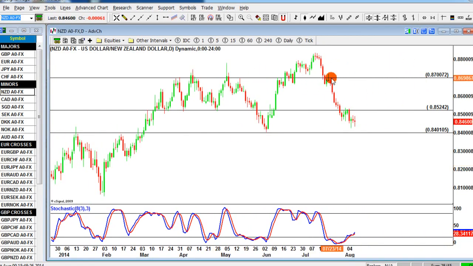Here at the big 8700 level, we saw some lovely reactions of resistance here. Here at the 8520 level, we saw some lovely reactions to support here, and also it responded here. Once it broke through, it became resistance.